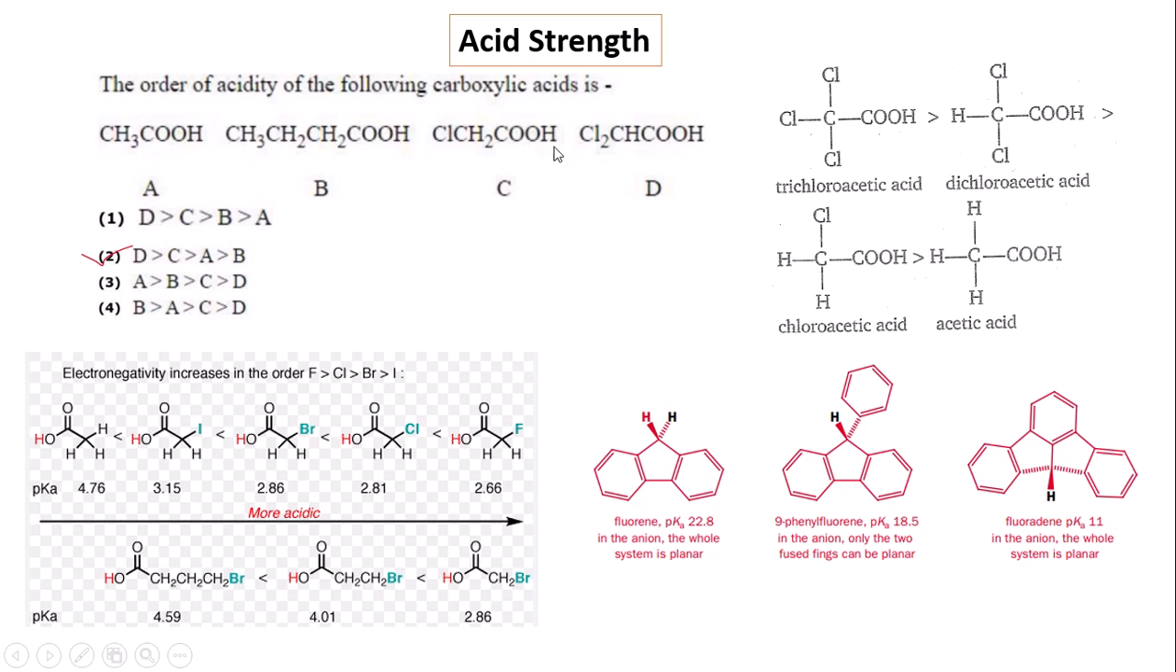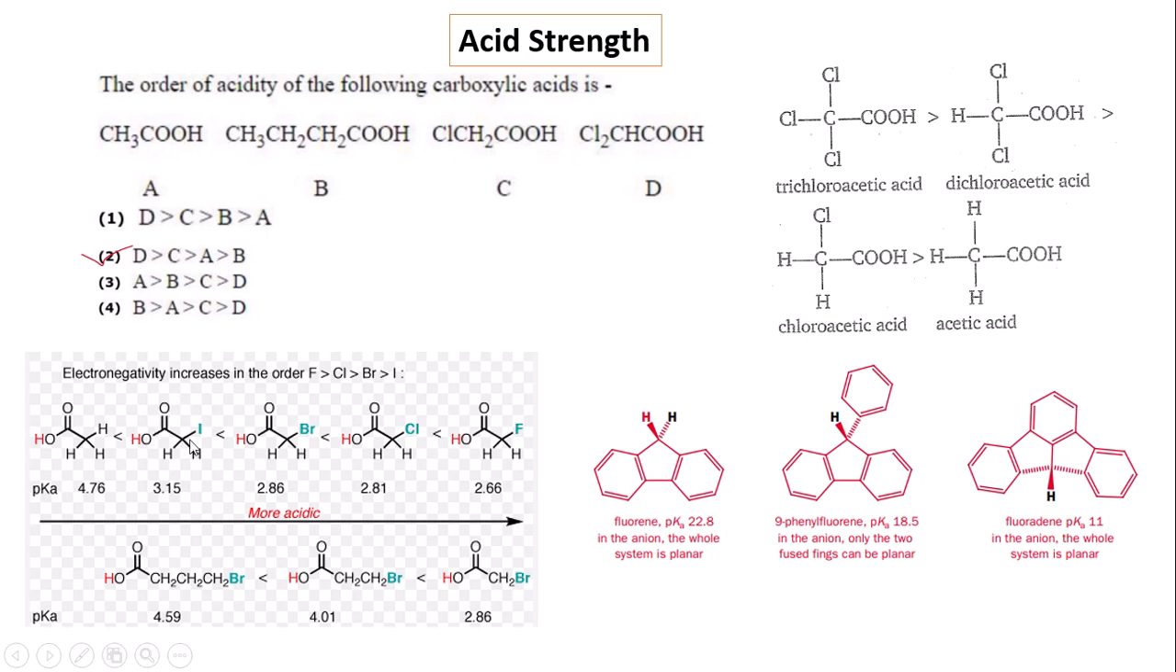In the given problem, D is more acidic compared to C, B and A. Here butanoic acid is less acidic compared to acetic acid. So the order is D greater than C greater than A greater than B.